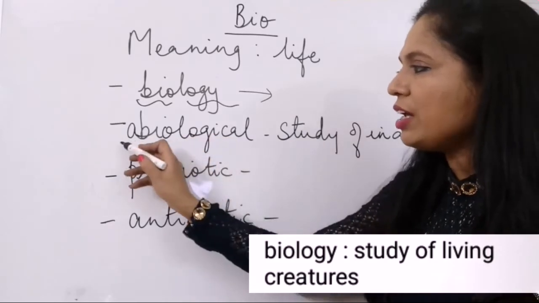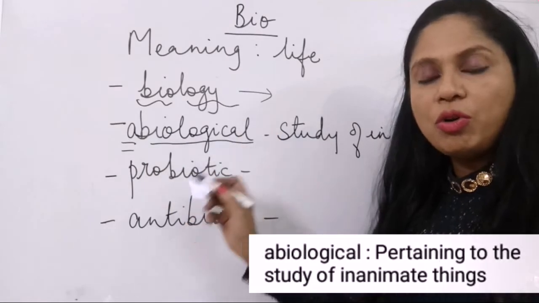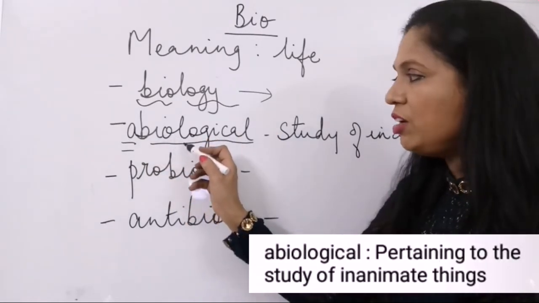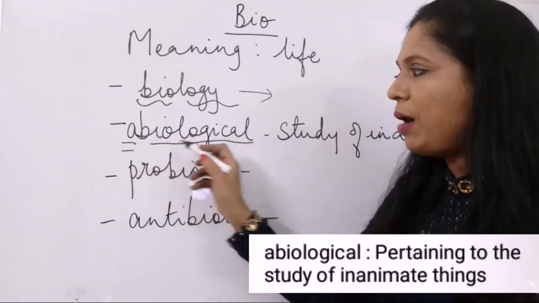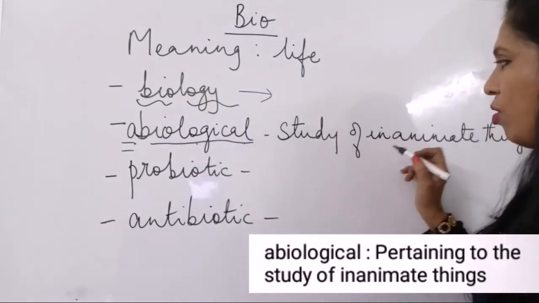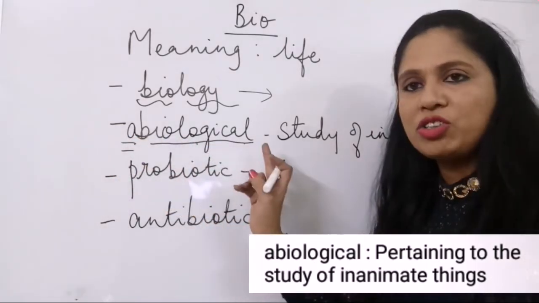The next one is abiological. A means no or not. So something which is not alive. And then logy, of course, is the study of. So abiological is the study of or science of inanimate things.